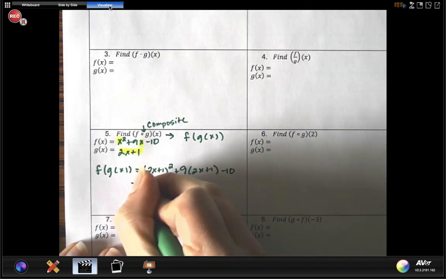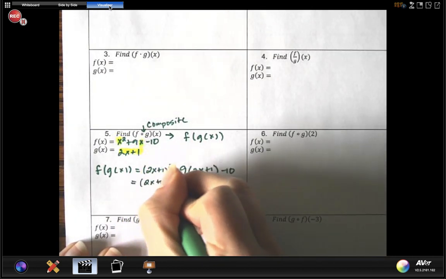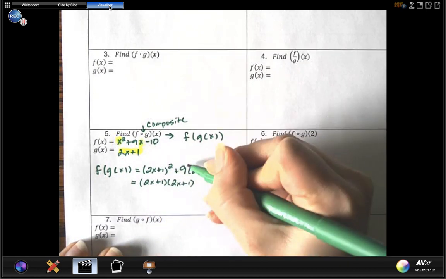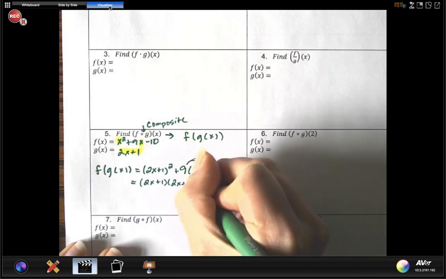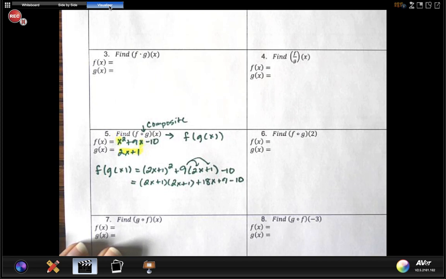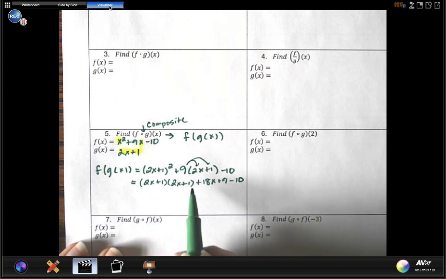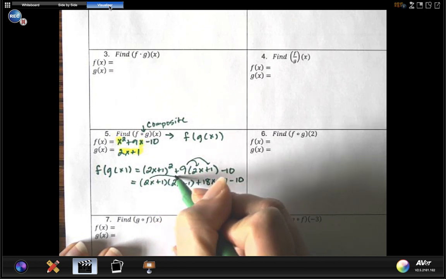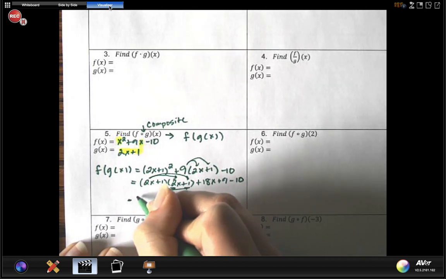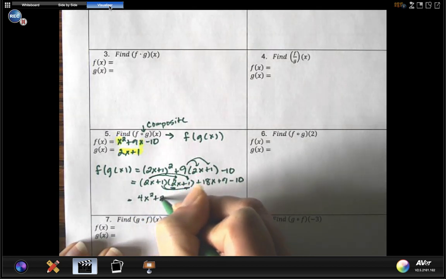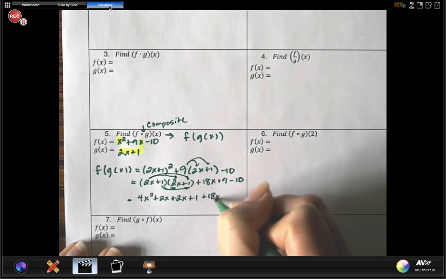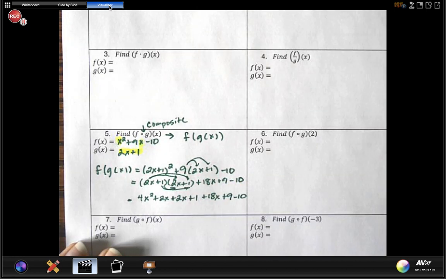Now a lot of this is just simplifying. I'm going to rewrite the 2x plus 1 twice because that's what it means to square. I'm going to distribute the 9, so that will give me 18x plus 9, and still bring down the minus 10. If I see two sets of parentheses being multiplied, I need to use FOIL. That would give me 4x squared plus 2x plus 2x plus 1. And then I'll carry down the other pieces that we haven't done anything with.